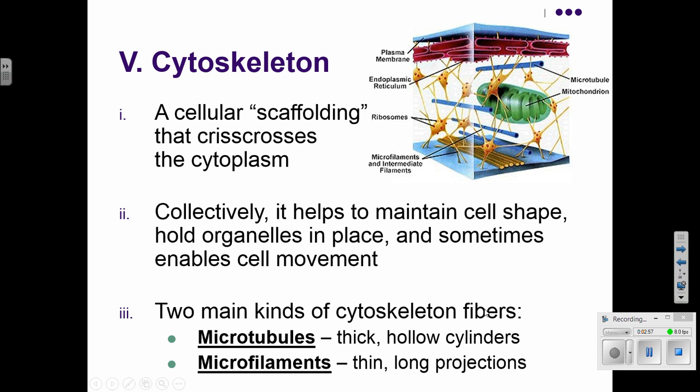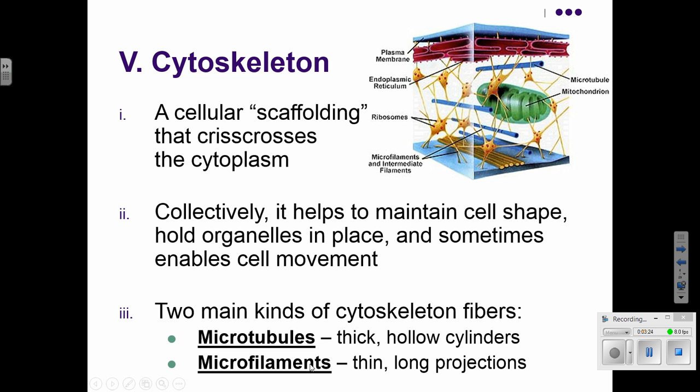Next is the cytoskeleton, and just like it sounds, it's the skeleton of the cell. So it's the scaffolding that basically crisscrosses across the cytoplasm and helps maintain the shape and integrity of the cell. It's also going to help anchor the organelles in place, and sometimes it allows us to squish the cell without actually crushing the organelles, so maintaining that integrity of the actual cell.